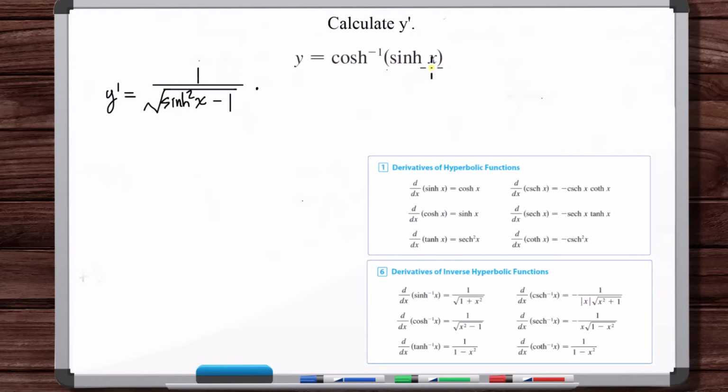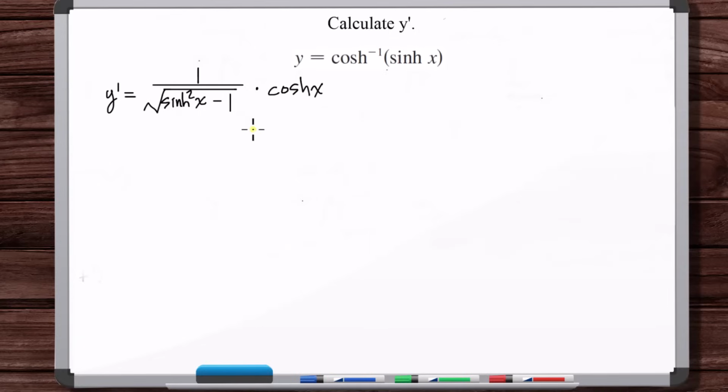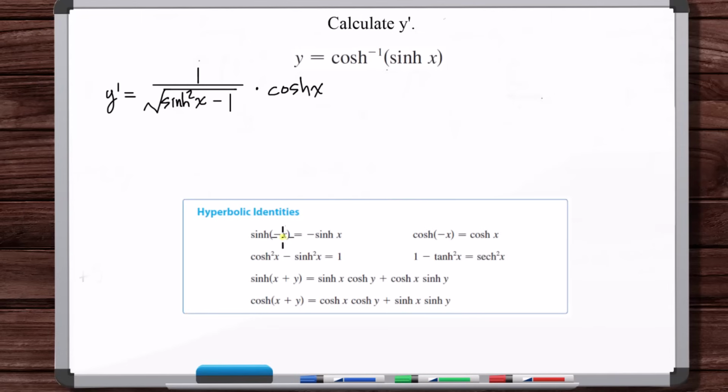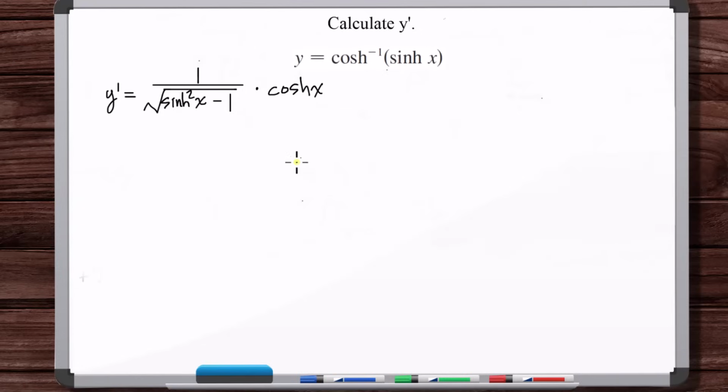What is the derivative of hyperbolic sine of x? There's no more composite function here, right? It's hyperbolic cosine. Okay, so let's simplify this. So here are the hyperbolic identities. Does this help us? Sine h squared of x plus 1 would be helpful, but we don't have that. So this is it.